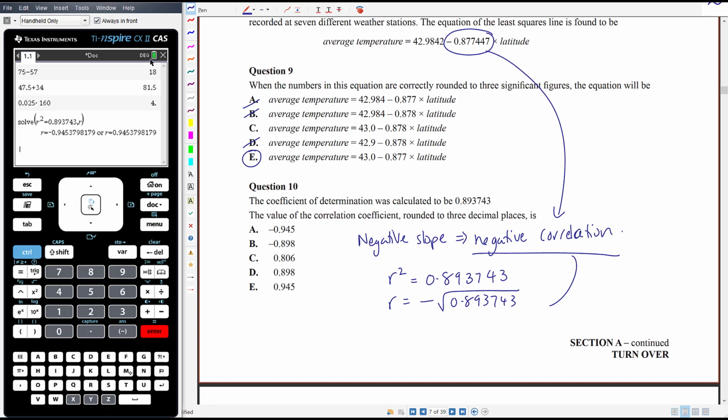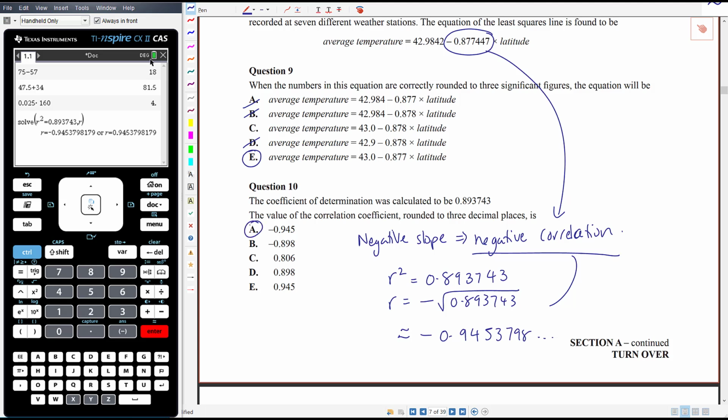We get positive or negative, and that's where we then need to look at, either we'll be given a scatter plot, and we can see whether it's a positive or negative correlation. In this case we've got the least squares regression equation, and we can see that it's got negative slope, so it should be negative correlation. And so this is approximately negative 0.945378, etc. So it's 945. So it's going to be negative 0.945.